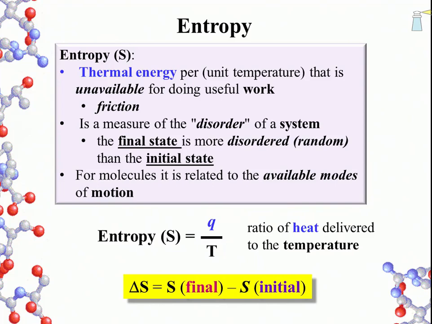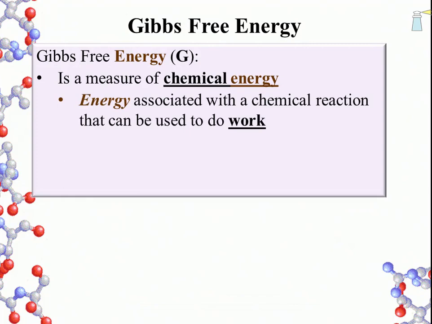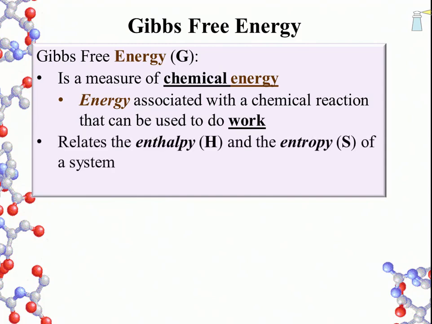The last state function in this lecture is Gibbs free energy, capital G. It is a measure of chemical energy. G is the energy associated with a chemical reaction that can be used to do work. The concept of work is making its way into our study. G is a broader term than enthalpy and entropy. In fact, G relates the enthalpy and entropy of a system. One of the most important formulas in thermodynamics is G equals H minus T times S: enthalpy minus temperature times entropy. Like in gas law, temperature has to be in Kelvin.